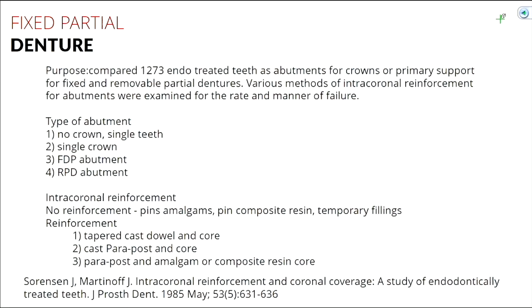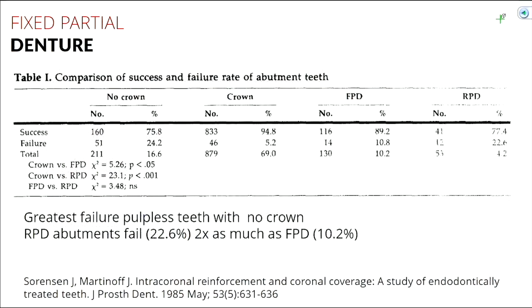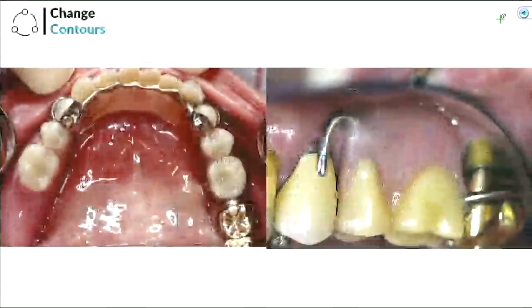So this was a study that just compared success and failure rates of teeth that were supporting a fixed partial denture or a removable partial denture. So you can see that they categorized, they took about 1,200 teeth that were endodontically treated, and they had 4 categories: either no crown, just a tooth by itself, a single crown, or they used it as an abutment tooth. And just to refresh your memory, I think we have a little slide on it, yes.